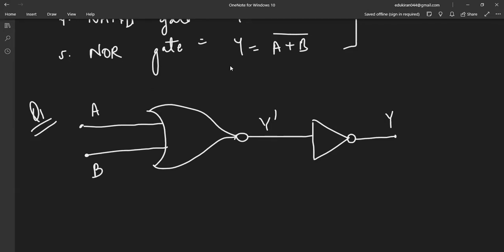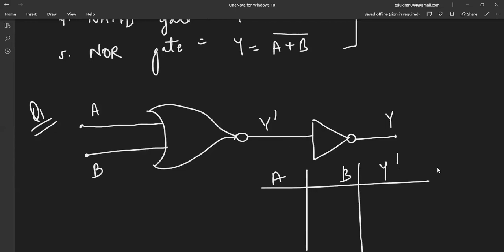For class, quickly draw the truth table for this. Tell me what are the values for Y. A and B will be the same. Y dash. Then last, you will have Y. So 0, 0, 1, 1 and 0, 1, 0, 1. These are the combinations. Tell me final Y.